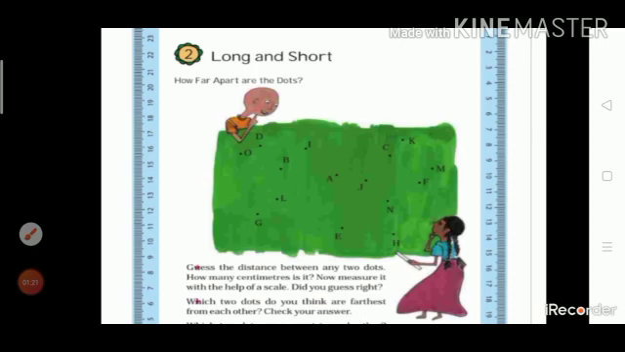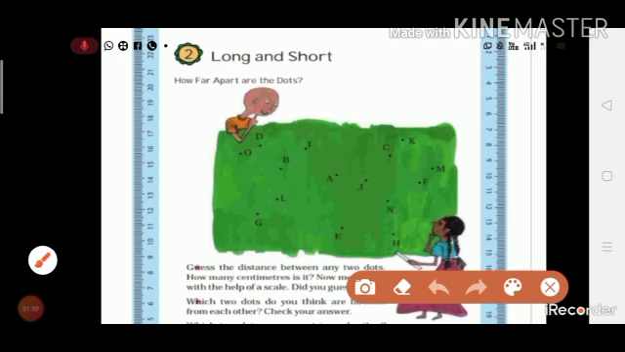Now the second question is, which two dots do you think are the farthest from each other? Can you guess which two dots are farthest? I am taking the example of G and K. They are farthest from each other. The same way we have to join the line with the help of a scale and pencil. Afterward, you have to measure it. Again, you put the scale nearest to G from 0 and measure the distance till K. So, what is the distance between the two dots? You can see on your scale.